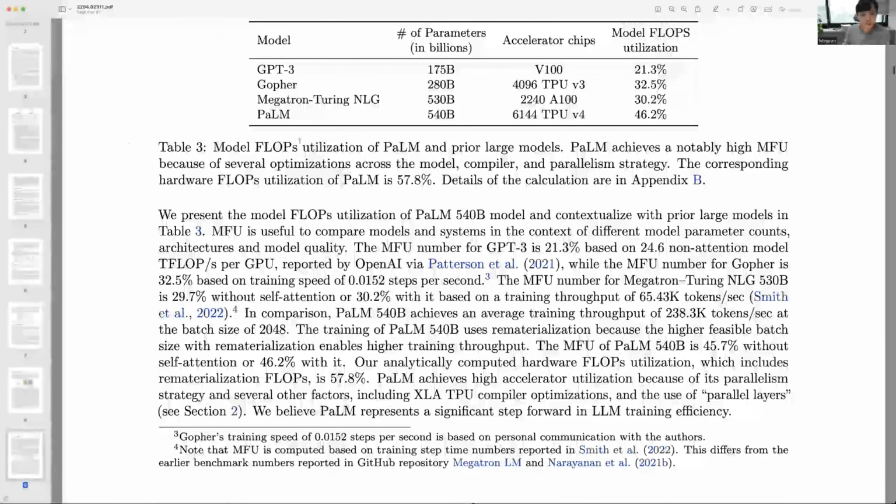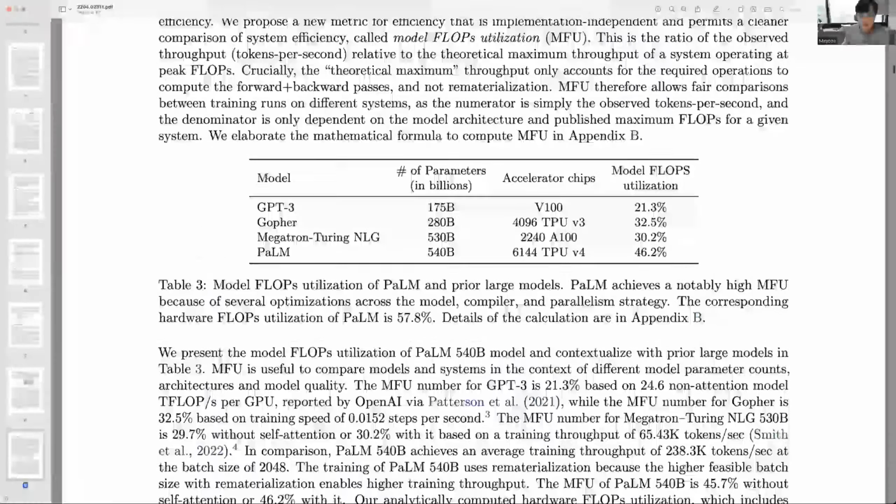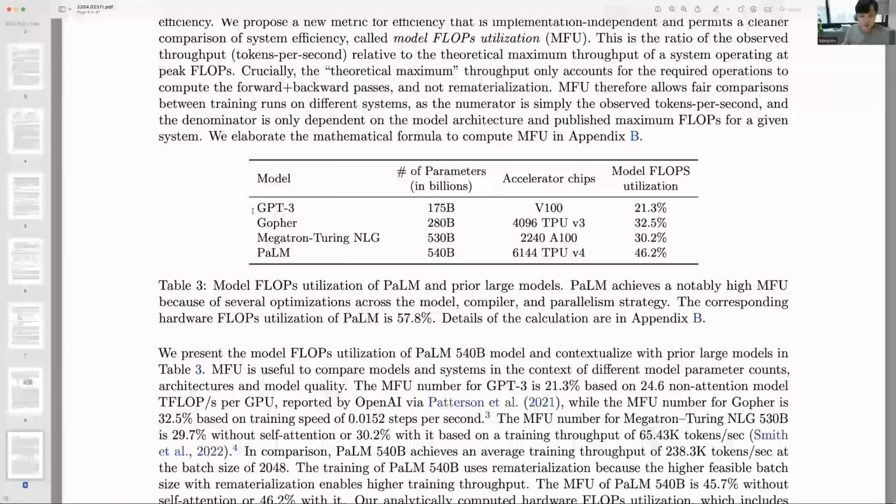As you see, they have a comparison with the previous models. GPT-3 was trained with V100, which had about 21.3% flop utilization, and their new system was able to boost this to 46.2%. And they were using TPU V4 chips.